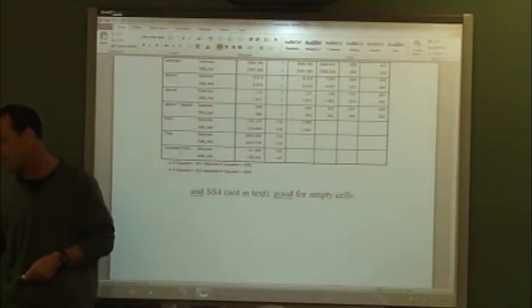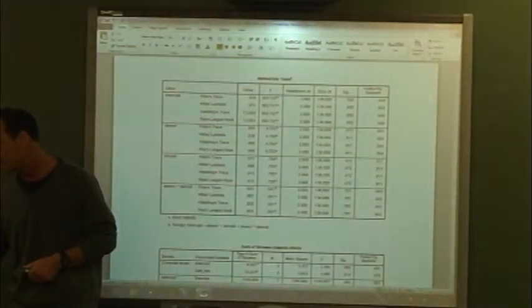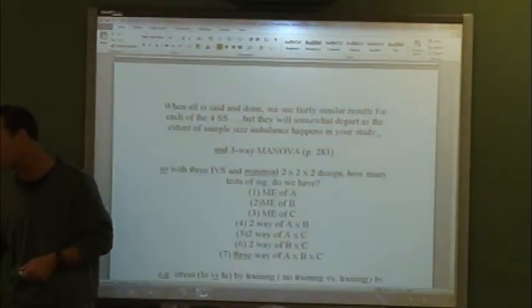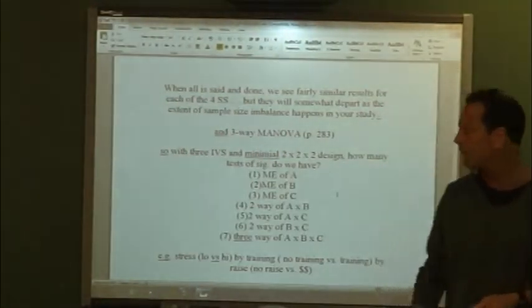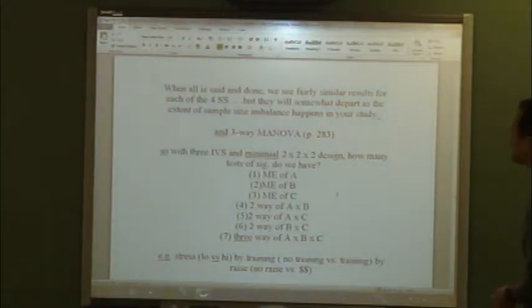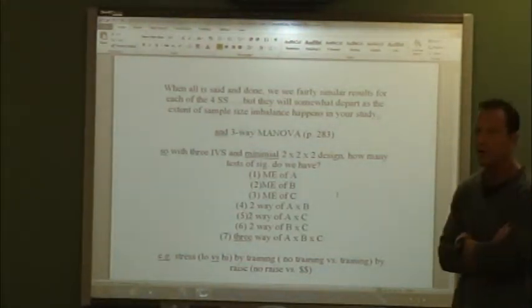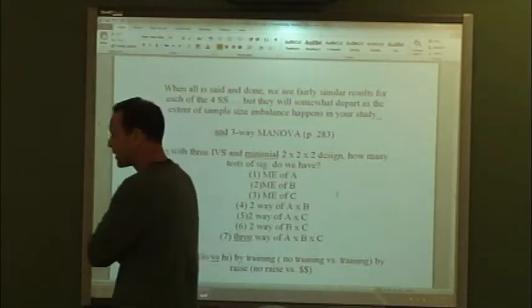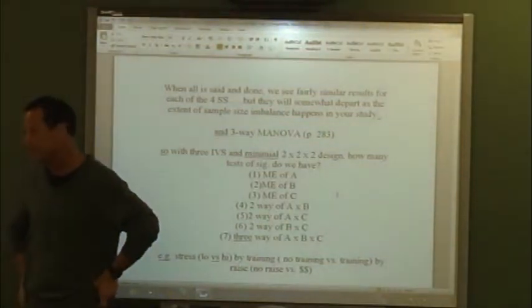And SS4, which is not in the text, is good for empty cells. And we can see here it's pretty much the same as the first sum of squares. So everybody, I just wanted to show you, when all is said and done, we see fairly similar results for each of these 4 sum of squares. Very, very similar, but they will somewhat depart depending on the sample size and balance in your study. Usually you'll be fine leaving the default, but you can play around with the other ones and see if you gain more power. But the sum of squares 3 is usually pretty good. But these are the 4 different sum of squares incorporated in the general linear model.